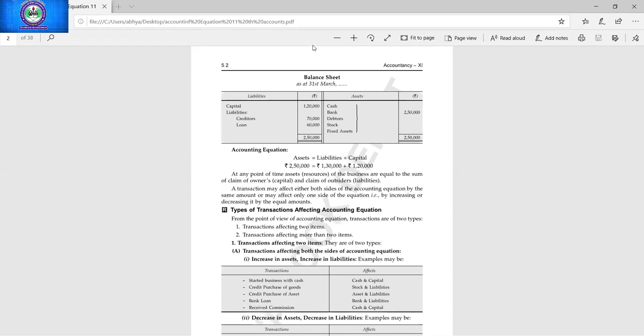If I used to write all these things in the form of assets, then how would I be able to know, out of 2,50,000, what is the individual value of the assets? How much cash I am having, how much bank, how much of the debtors, how much of the stock, and how much the value of the machine is. So am I clear, Ambika, now? Each and every asset we have to show individually. We cannot write all together in the form of assets.